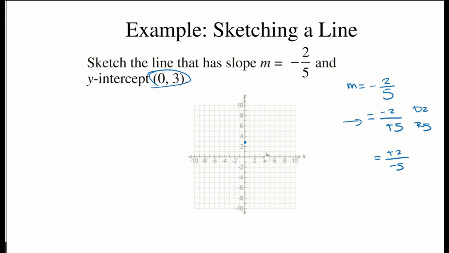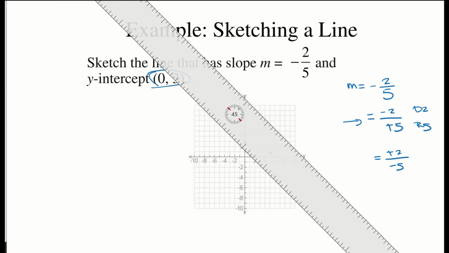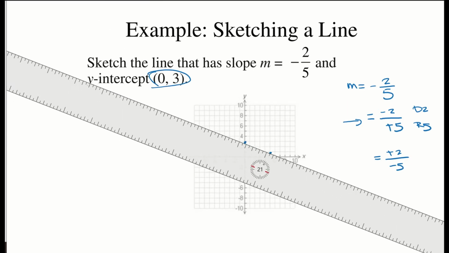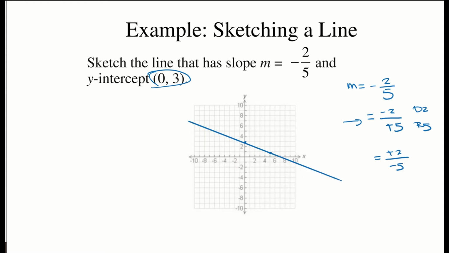So 1, 2, 3, 4, 5. So right there we'll place a dot. So there's another point on our graph, right? And all we have to do is draw the line that goes through those 2 points. We just place our ruler and we draw the line. Okay, so that would be the sketch of the line that goes through 0, 3 and has a slope of negative 2/5.